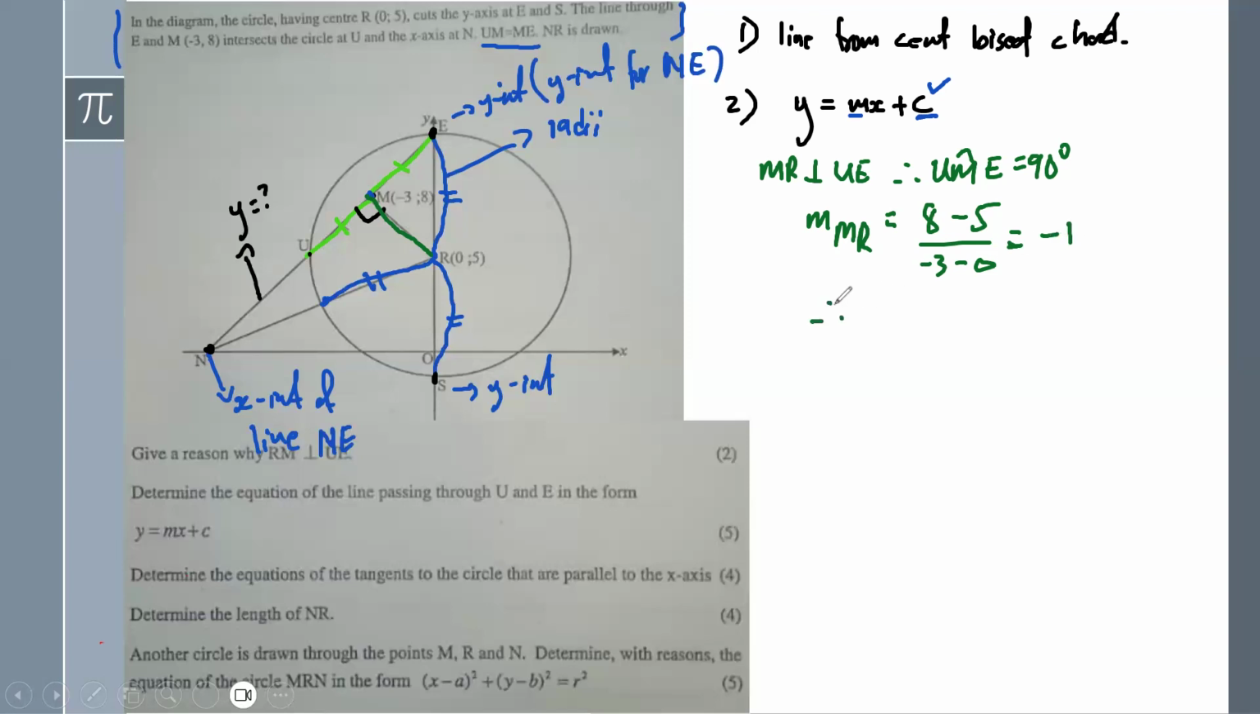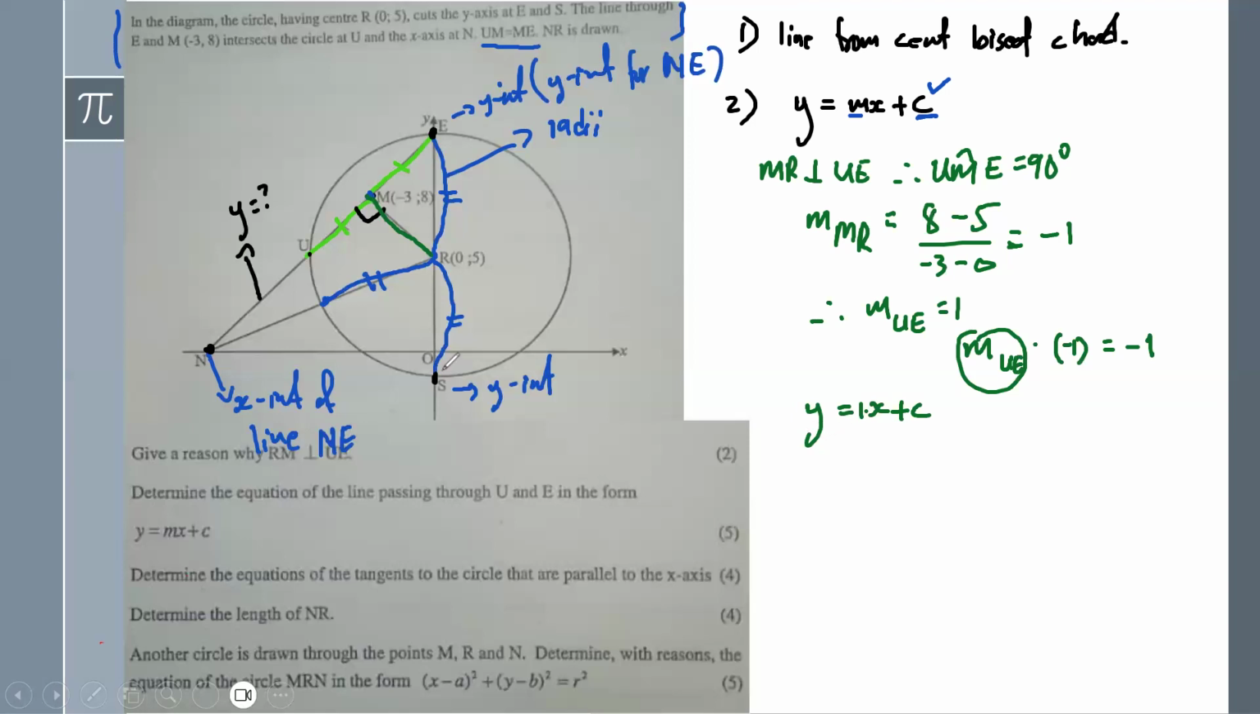So therefore, the gradient of UE is actually a +1. Why? Let's see. Because if I multiply the gradient of UE by the gradient of MR, I must get -1. And the only way to get a -1 is if this thing is a 1. So that is why the product of the gradients of perpendicular lines is -1. Now, so far we have y is equal to x plus c. Why am I saying x? Because the 1 is just invisible, all right?